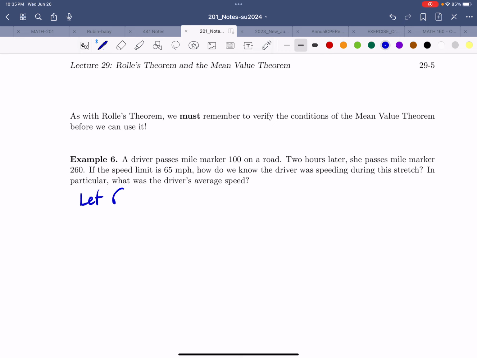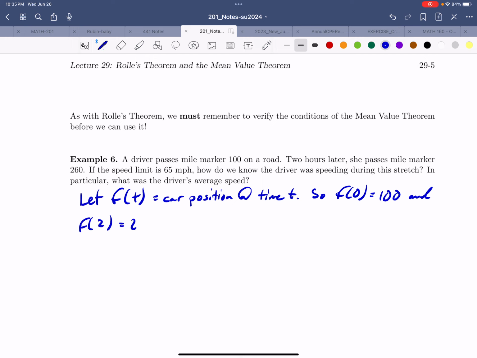So we'll say let f of t equal car position at time t. So f of 0, we'll just call this f of 0 equals 100, and f of 2 equals 260. Right?